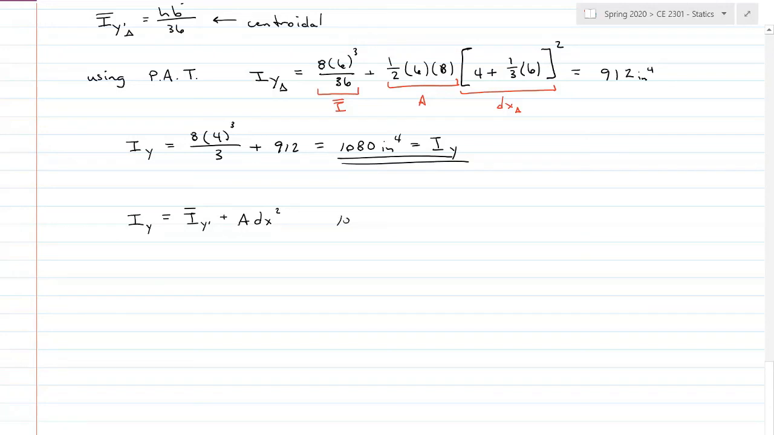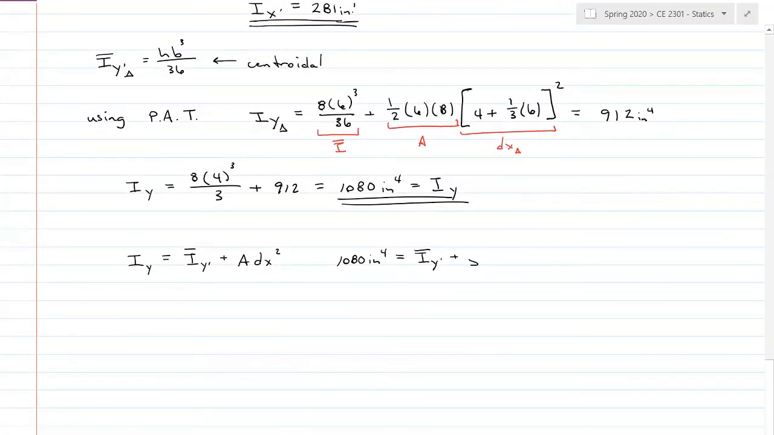And that's going to be 1,080 inches to the fourth is equal to Iy prime bar plus area. We found that earlier to be what, 56? 56 inches squared for the entire shape, rectangle and triangle. And then my distance x, which is the 3.71 inches, quantity squared. And we find that our centroidal moment of inertia for the composite body about its own centroid is 310 inches to the fourth.